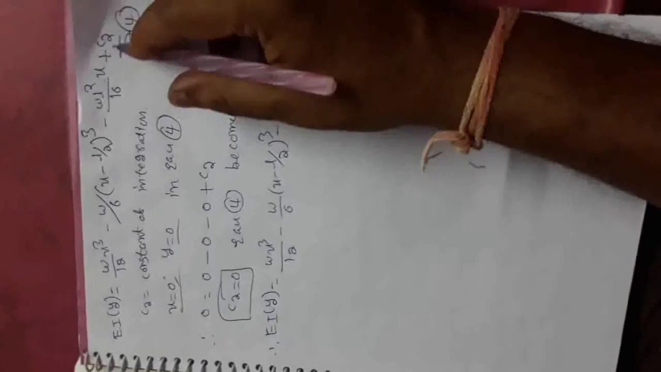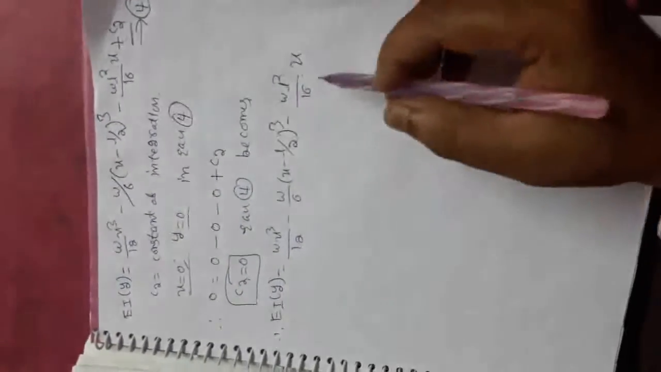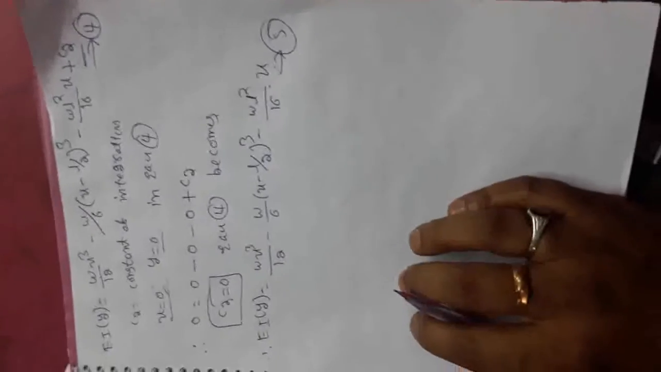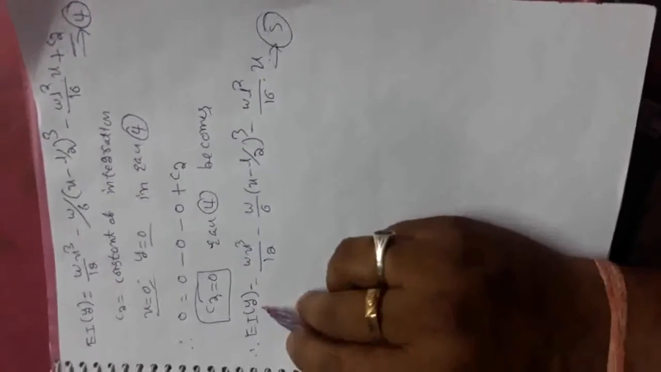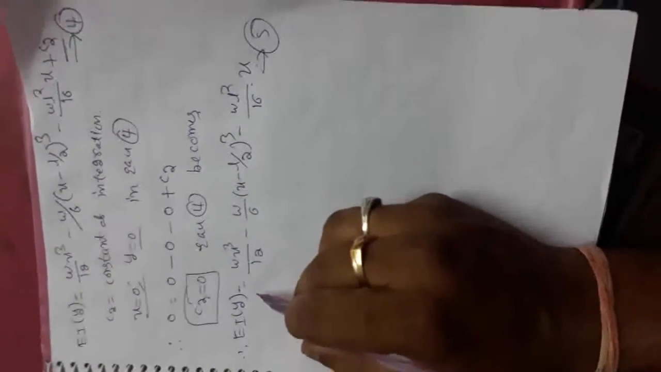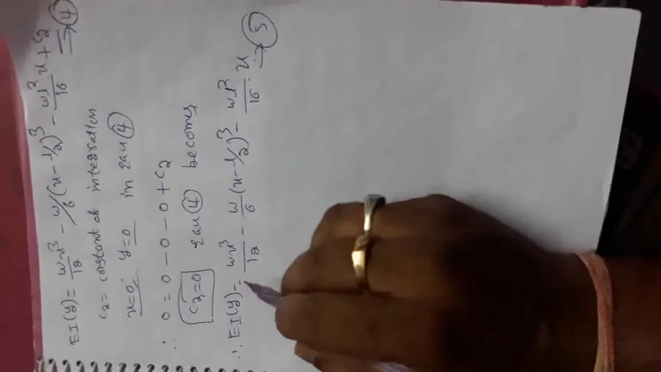Here C2 equal to 0. Substituting C2 equal to 0, this is the equation, this is equation number 5. So we can find the deflection at any point of the simply supported beam using this equation. You can find deflection at any point of the section.